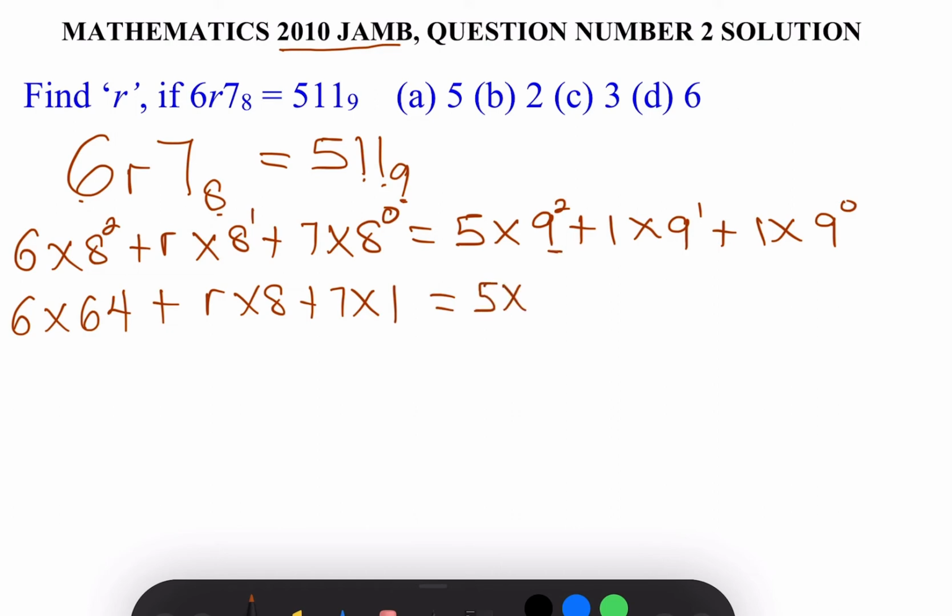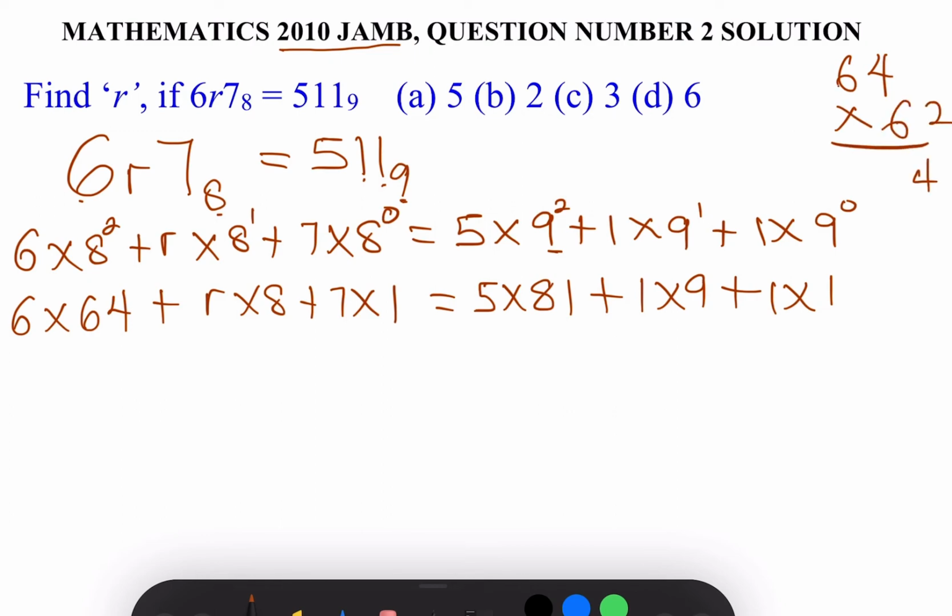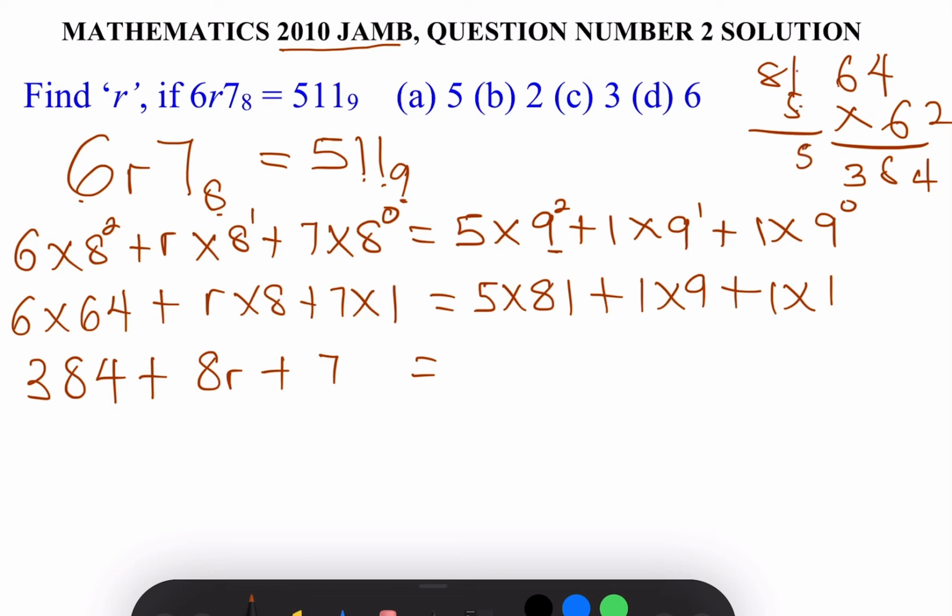9 raised to power 2 is 9 times 9, which is 81, plus 1 times 9 raised to power 1, which is 9, plus 1 times 9 raised to power 0, which is 1. So what is 64 times 6? 64 times 6 will give you 384, plus r times 8 is 8r, plus 7 times 1, which is 7, to be equal to 5 times 81. 81 times 5 will be 405, plus 1 times 9, which is 9, plus 1 times 1, which is 1.